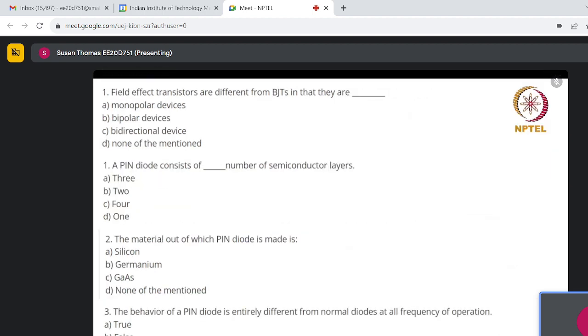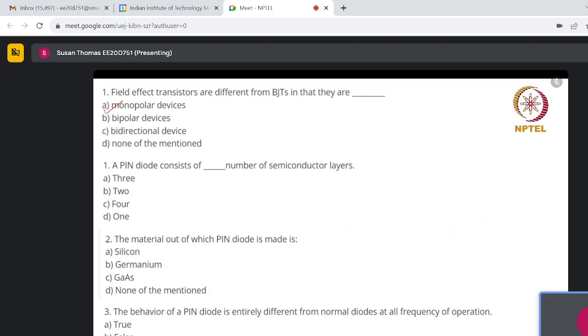Okay, moving on to the next question. Field effect transistors are different from BJTs in that they are monopolar device, bipolar device, bidirectional device, none of them mentioned. So you have come across BJTs and FETs and you know the difference between them. It's very clear. It's monopolar, and you know the meaning of monopolar because there is only one type of charge carriers. That was a very simple question.